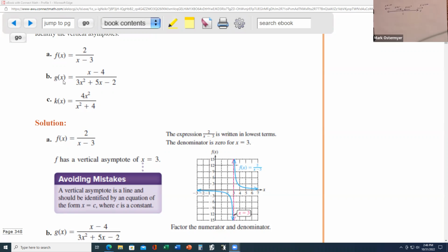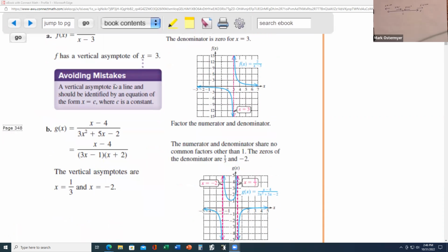Now for the rational function in B, g of x, in order to locate vertical asymptotes, the denominator should be set equal to 0. That's where your function is going to be undefined, so we would have to solve the resultant equation. Well, it's a lot easier to solve if you first factor this trinomial into the product of these two binomials. And then setting these binomials equal to 0, we discover that there's two vertical asymptotes for this rational function. They hang out at x equals 1/3 and also x equals -2.